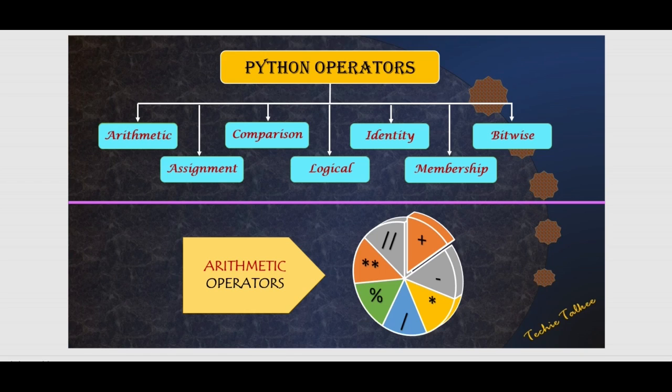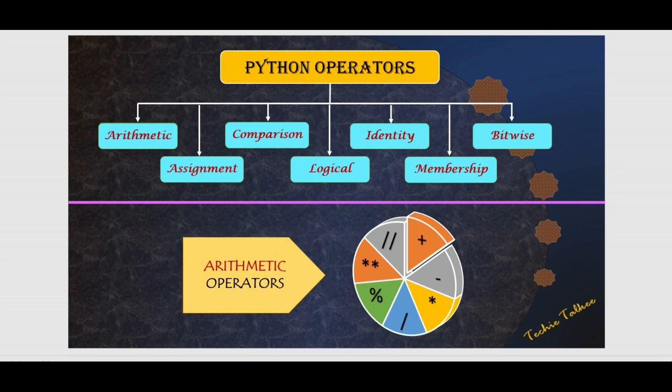Hello friends, in this video I'm going to talk about the Python operators. In Python, there are various operators that can be used to perform operations on various variables and values. Python operators fall under 7 categories. They are arithmetic, assignment, comparison, logical, identity, membership, and bitwise. In this video, we are going to look at the various arithmetic operators in particular.